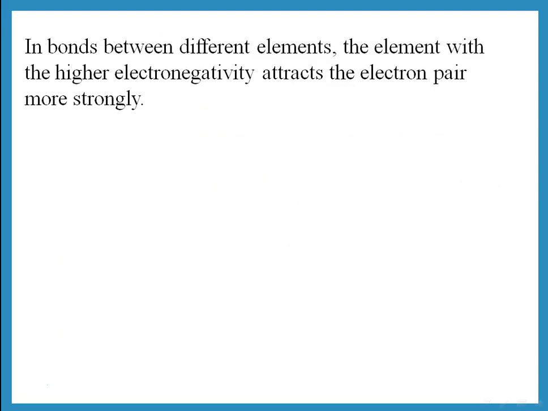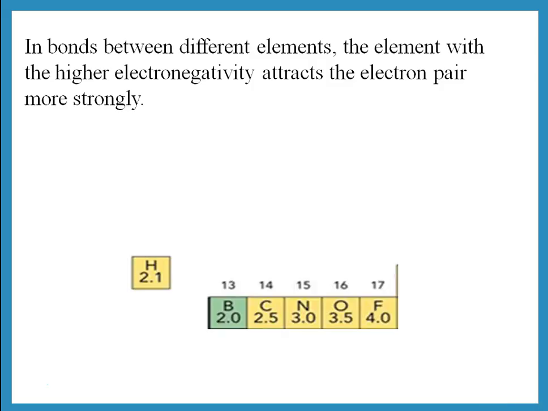So in bonds between different elements, the element with the higher electronegativity attracts the electron pair more strongly. So if I'm saying I have a bond between hydrogen and fluorine, well, fluorine is the most electronegative element. We give it an electronegativity of 4. Hydrogen is much less electronegative, and that means that if we have a pair of electrons being shared between the hydrogen and fluorine, this pair of electrons is not actually in the middle, equally shared. No, the fluorine is electronegative, so it attracts these bonding electrons to itself. So the shared pair of electrons are actually closer to fluorine than to hydrogen.